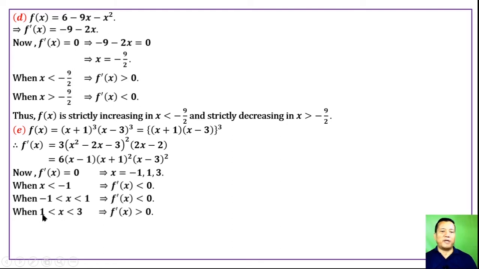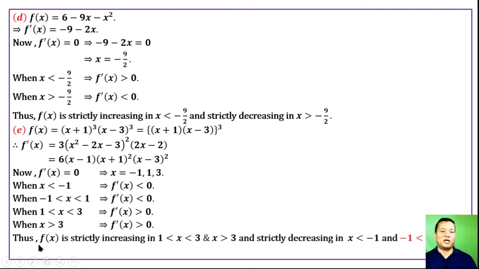When x is lying between 1 and 3, f dash x is always positive. And when x is greater than 3, f dash x is also positive, that is greater than 0. Thus, f of x is strictly increasing in x lying between 1 and 3, and x greater than 3, and strictly decreasing in x less than minus 1 and x lying between minus 1 and 1.